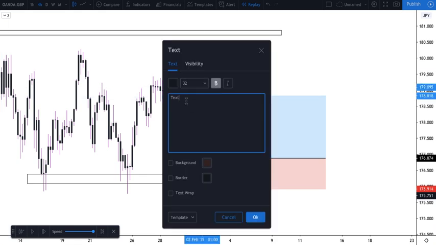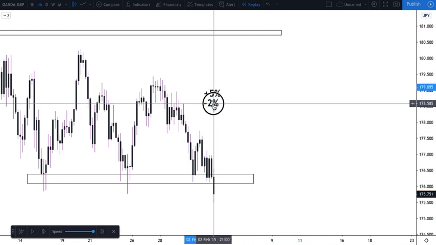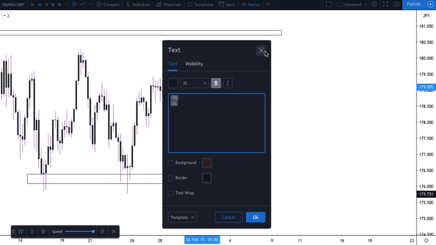So first trade was 5%. Second trade is going to be at -2%, because we're assuming that every trade we take is a 2% risk. Okay, so I'm just going to copy, delete.